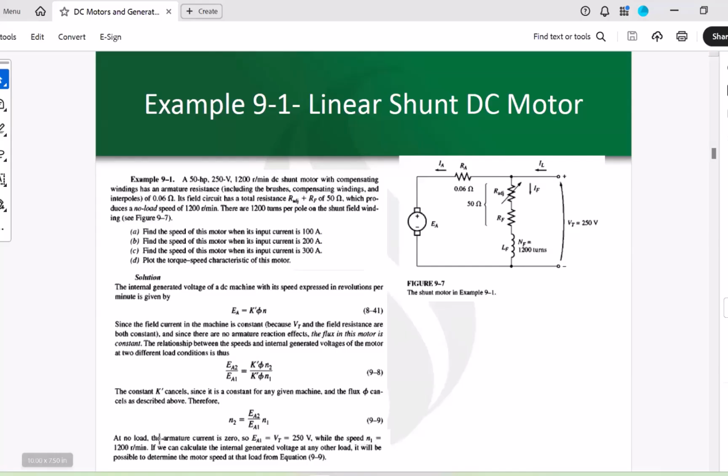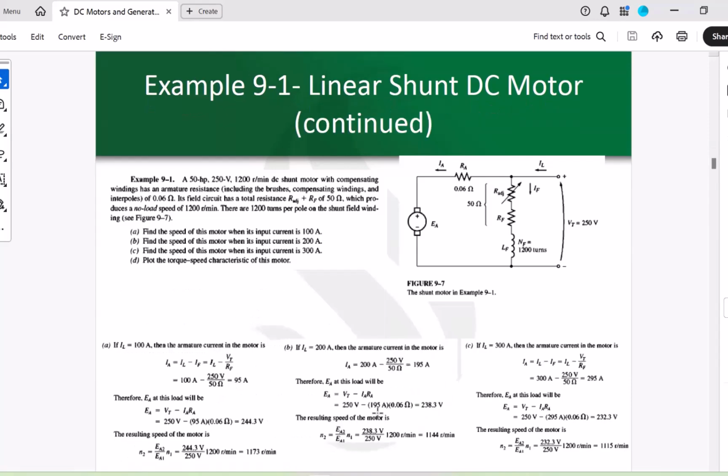While the speed N1 would be how much? Based on the problem statement, that's 1200. Under no load conditions, we're having 1200 RPM. If you can calculate the internal generated voltage at any other load, then it would be possible to determine the motor speed at that load from this equation 9, right? Easy. Okay, so I'm just repeating the problem statement and the circuit here.